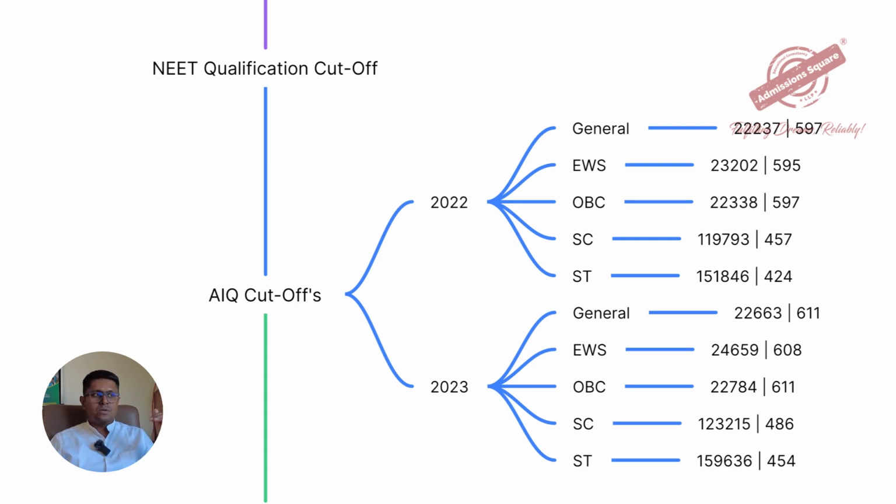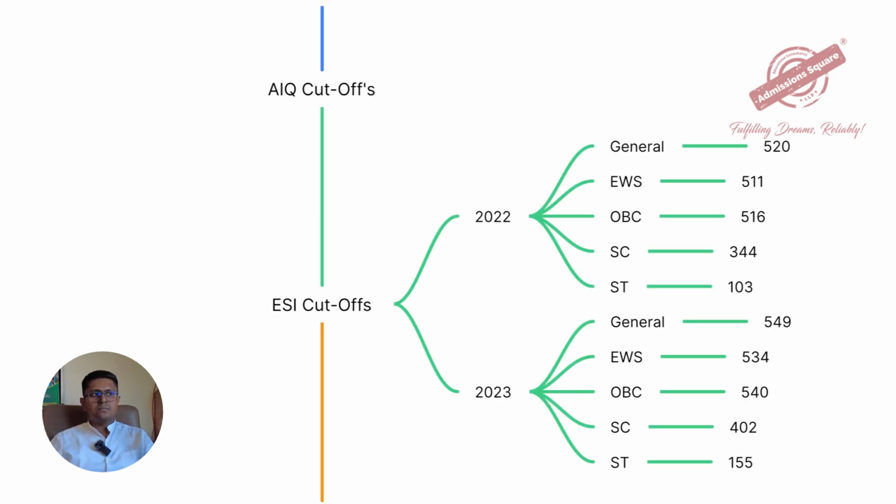So you understood how the All India quota cutoff works. Now you remember ESIs, Employee State Insurance, that we discussed. Here also, we are particularly talking about the insured person quota, the IP quota, because if we take the others, it will be a very vast discussion. So we have only considered the IP quota.